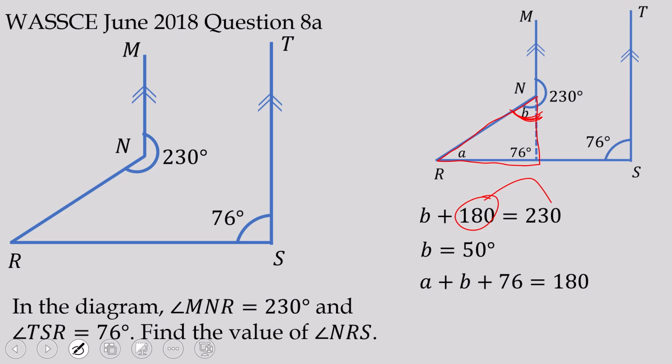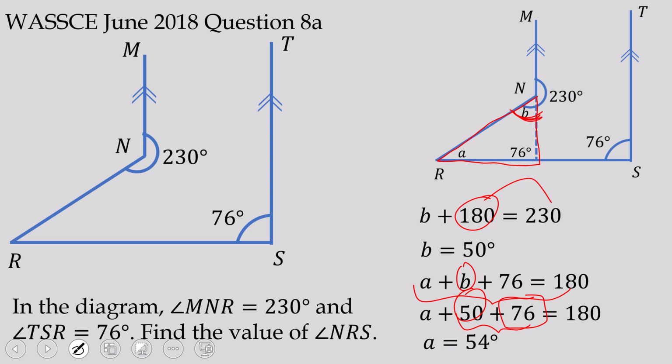The sum of the interior angles of a triangle, that is A plus B plus 76, is equal to 180. Now we know B to be 50, so we make our substitution. B is 50. Now we can solve for our A by adding the 76 and the 50 and moving to the other end. When we do that, we get A is equal to 54. So the angle NRS is equal to 54 degrees.